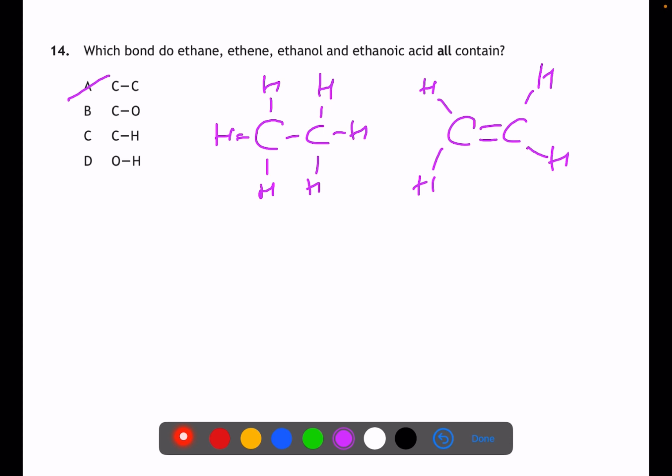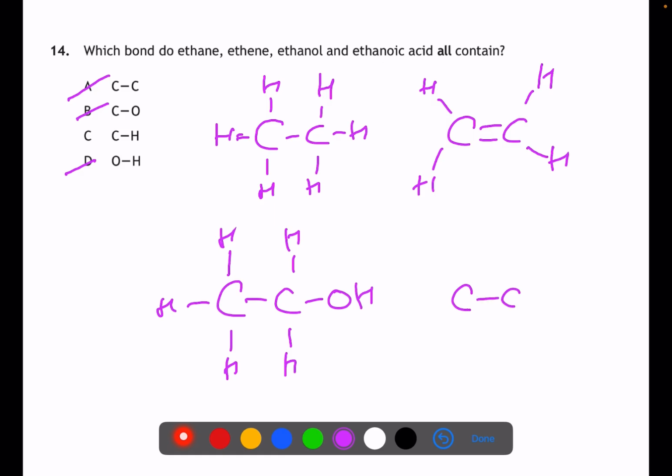Neither of them also have a CO or an OH bond, which would imply that the answer is going to be CH. If we draw out ethanol, we can just confirm that each of these molecules shares the CH bond. And finally, ethanoic acid also shares the CH bond.